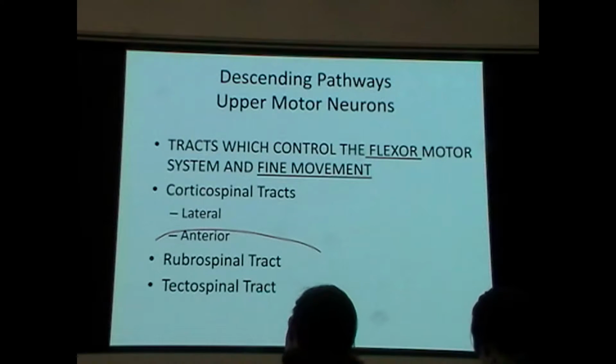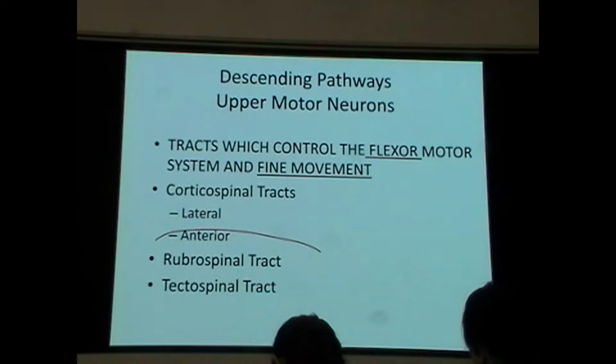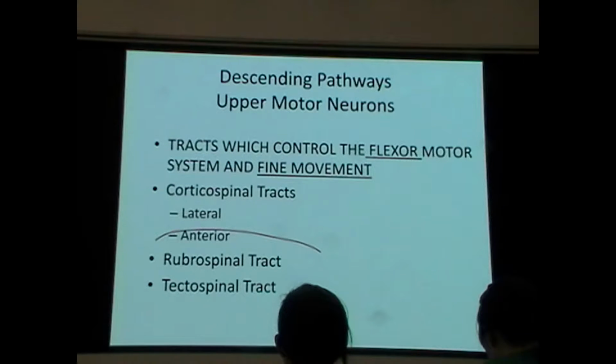The largest population of these tracts is the corticospinal tract. There's basically two well-defined tracts. One is the lateral corticospinal tract, and one is the anterior corticospinal tract. And that's basically just based on their location, but they also descend from the brain to the brainstem in a very specific way.